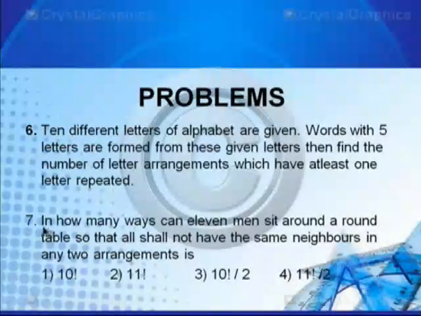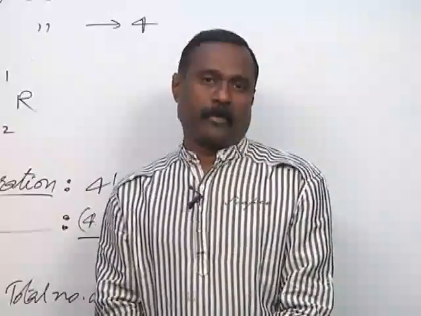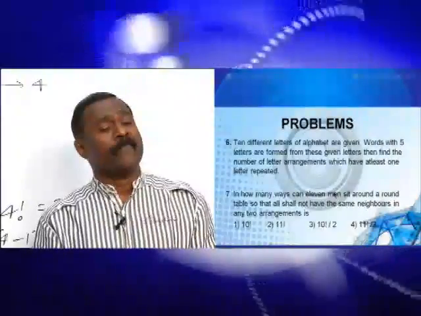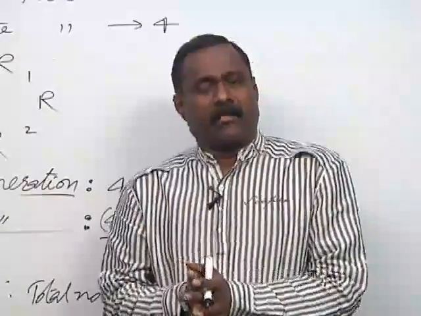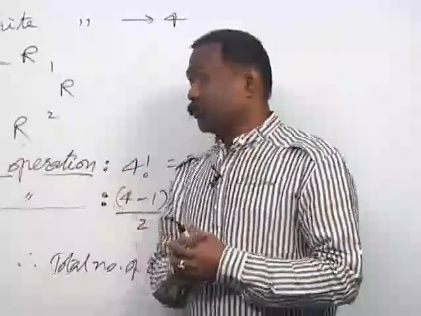See the 7th question. In how many ways can 11 men sit around a table so that all shall not have the same neighbors in any 2 arrangements? This is a twist. Small twist is there in the question. This is a basic twist only, like it tests your fundamental or basic knowledge of the circular permutation.